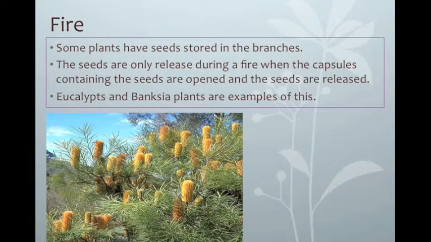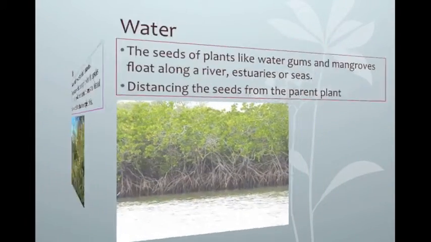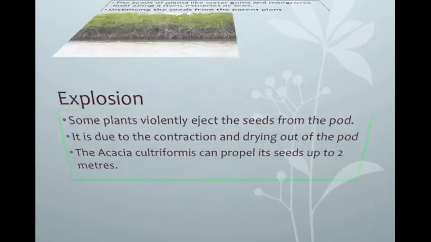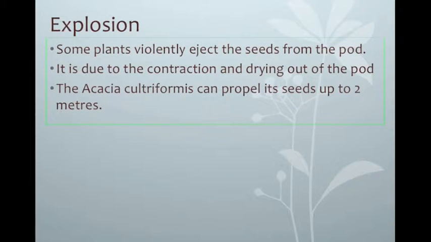Water. Plants such as the water gum and mangroves use water for seed dispersal. The seeds float in the water where they travel along rivers, estuaries, and seas over varying distances away from the parent plant. Explosion. Some seeds are violently ejected from pods due to the contraction and drying of the pod.